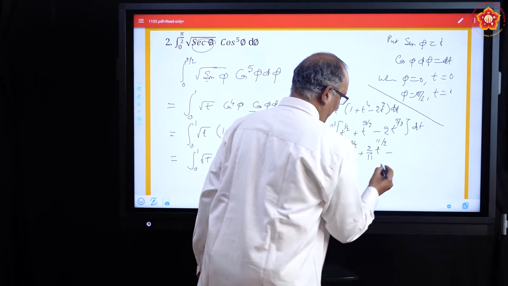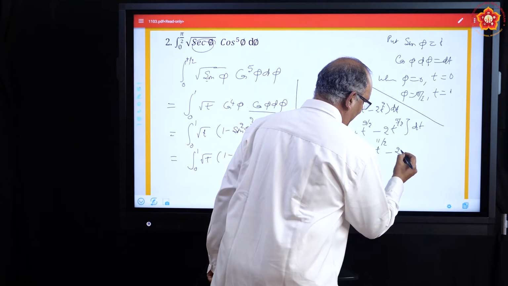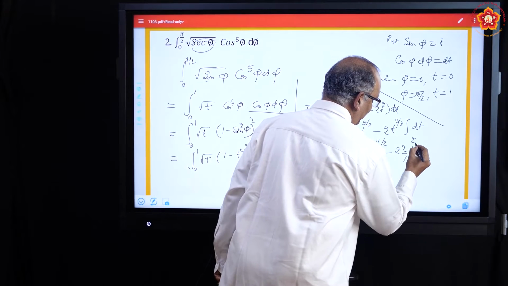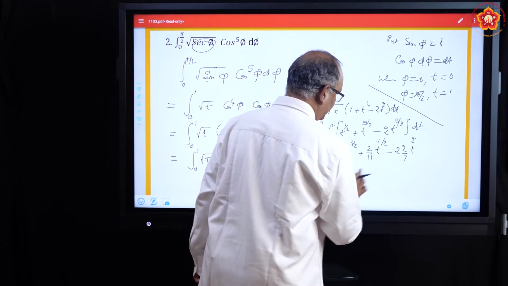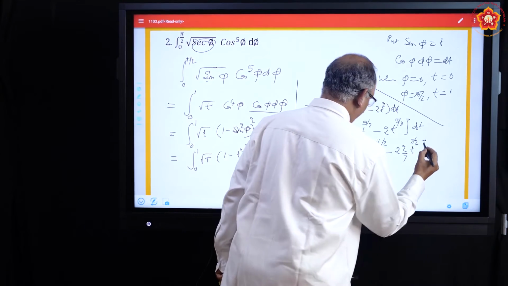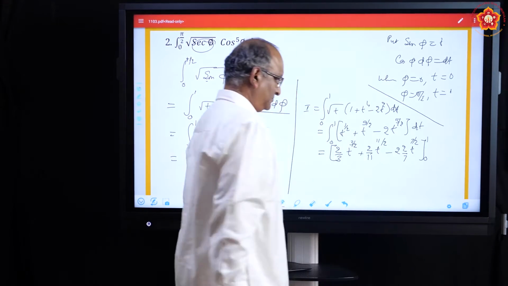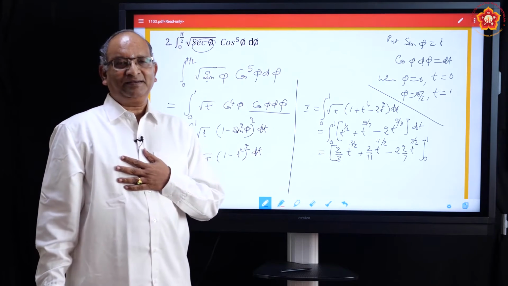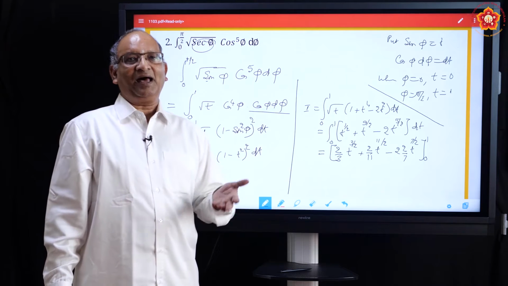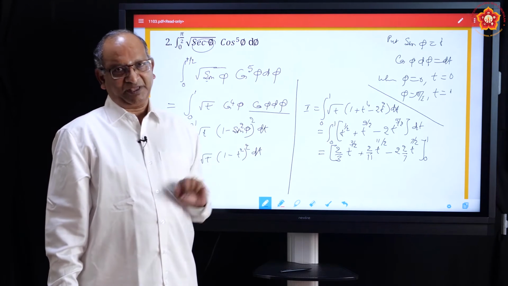minus 2 t to the power 7 by 2. So it will become 2 by 7 t to the power 7 by 2. And the limits are 0 to 1. So we have completed the integration, and the function was a very simple polynomial function. Integral of x to the power n is x to the power n plus 1 by n plus 1. So that's what we used.